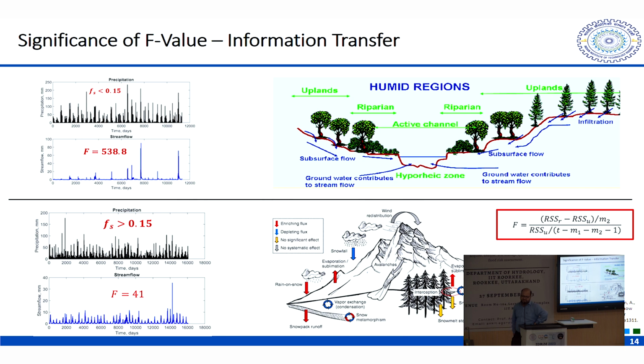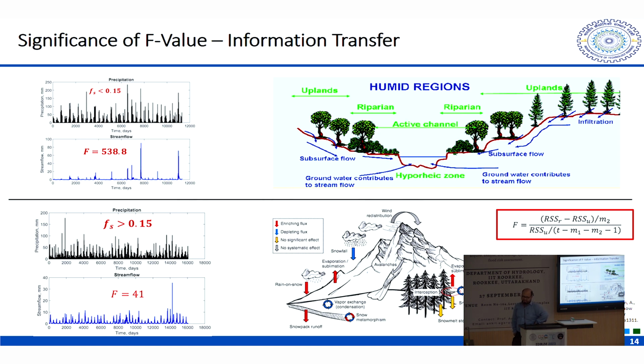Higher information transfer means the causal pathways are more regular. There is a high dependency, so precipitation can be a very good predictor for streamflow. But here in the highly snow-dominated case, where your information transfer is significantly low, only 41 units, it says that apart from precipitation, there are many other causal factors that you should consider for modeling the streamflow. So even by analyzing this F value, we can see what models we should pick for hydrologic modeling of this type of catchment.